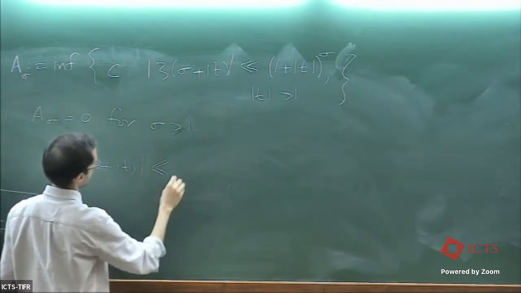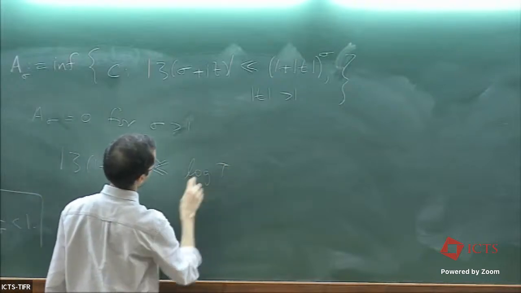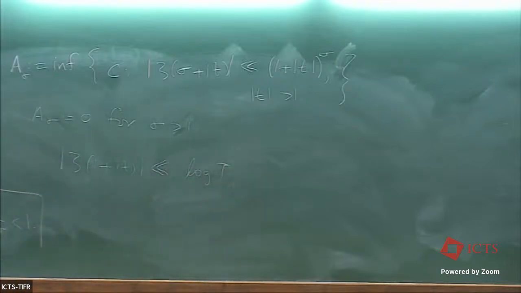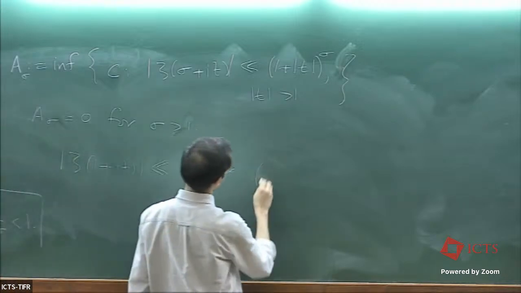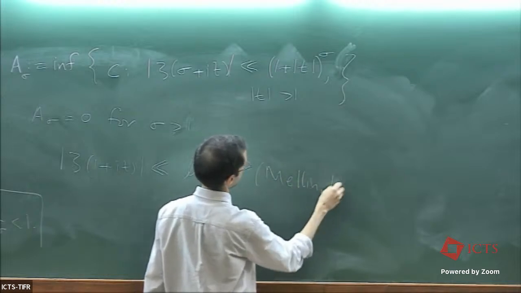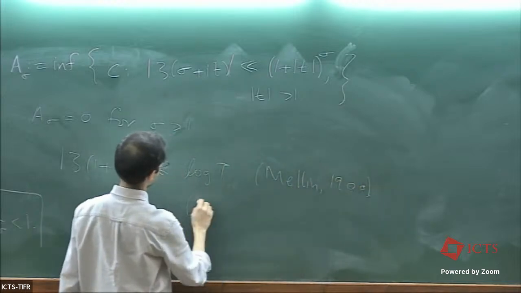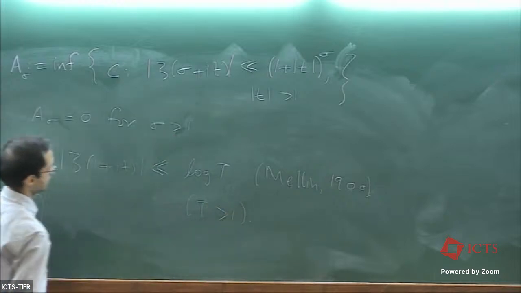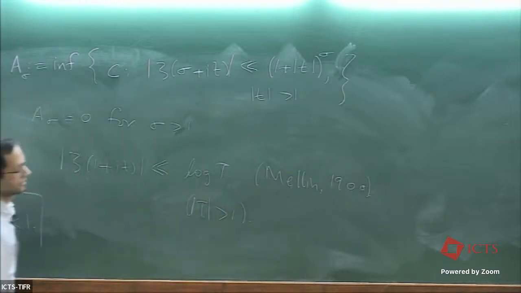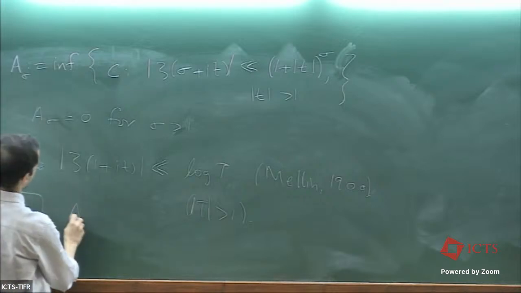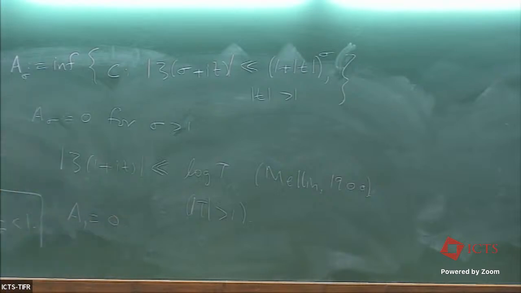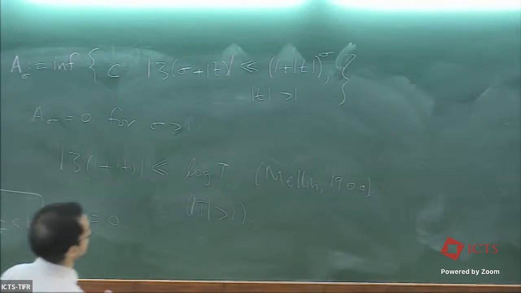this thing is bounded by, well, we have better estimates now, but it's definitely bounded by log t. I think the first time it was proved was by Mellin, in 1900. Of course, just take t bigger than 1. And so we can say the same thing, that the rate of growth of the zeta function at real part s equal to 1 is also like t to the 0.